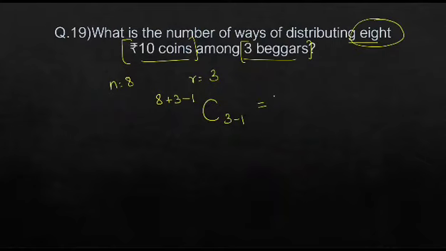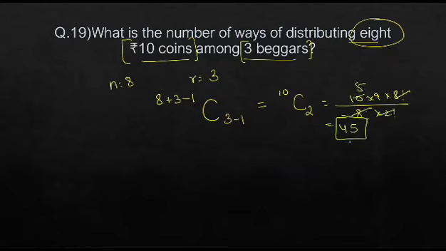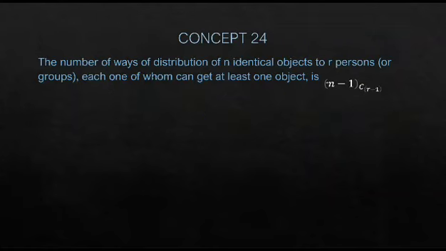So 8 plus 3 here will be 11, minus 1 will be 10. So it will be C and then 2. So we'll just quickly solve it once. 8 factorial... Now 5. So the answer for this thing will be 45. So there will be a total of 45 ways of distributing 8 rupees 10 coins among the 3 beggars.